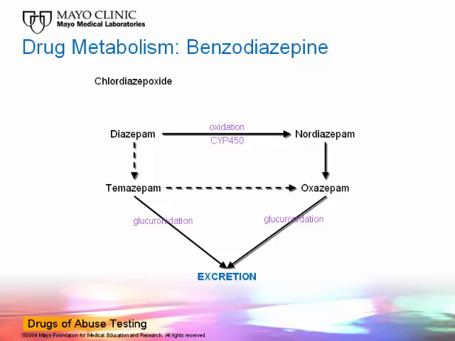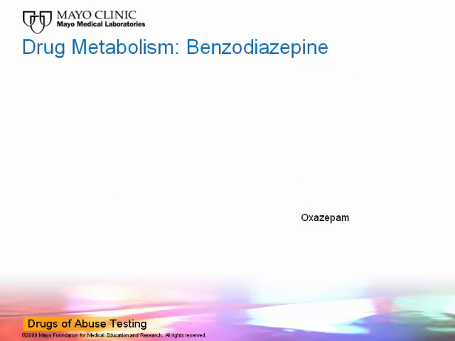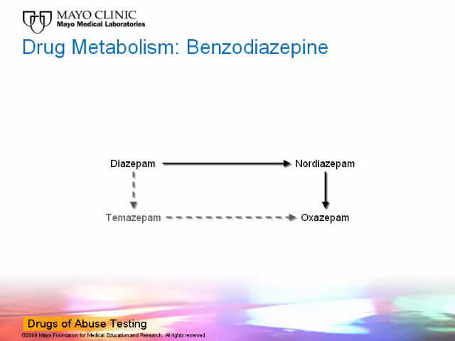Now, another drug, chlordiazepoxide, also ultimately ends up being metabolized to nordiazepam. So here's where it gets interesting. If you detect oxazepam in the urine of a patient, they could be taking oxazepam, they could be taking nordiazepam, they could be taking diazepam, or they could be taking chlordiazepoxide.